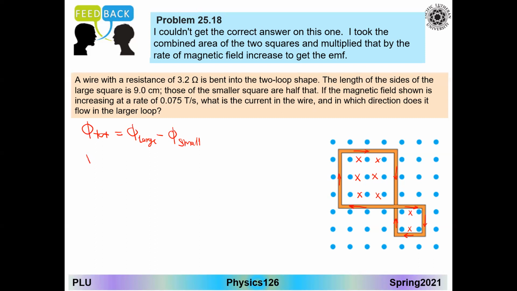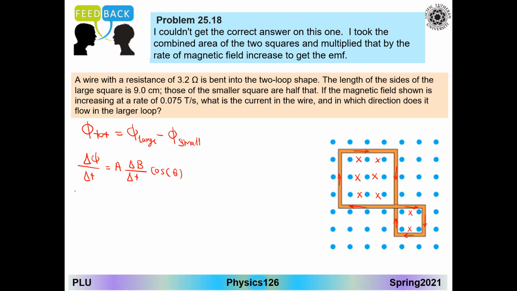So we have delta phi divided by delta t, which is the EMF. I can write delta phi as a function of the magnetic field and area, times delta B divided by delta t, times cosine theta, where theta in both cases equals 0.